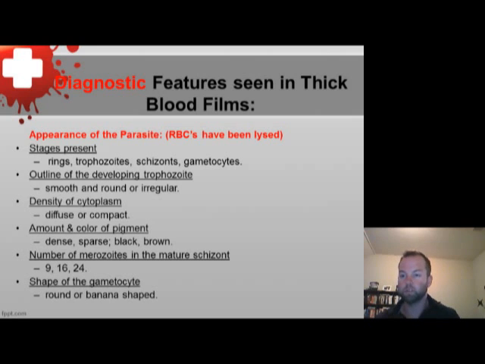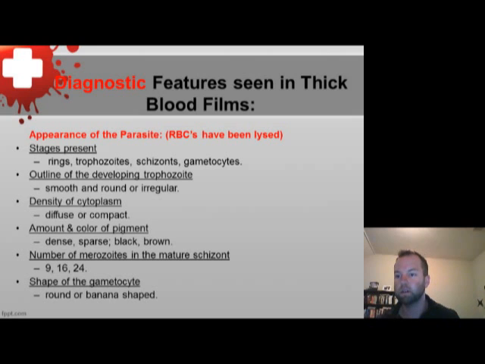Outline of the developing trophozoite: is it smooth and round, or is it irregular? This could help distinguish between different species. The density of the cytoplasm: is it dense, diffuse, or compact? Again, that's what we were talking about a second ago regarding macro and micro gametocytes.